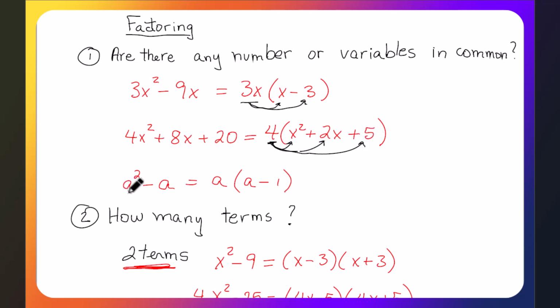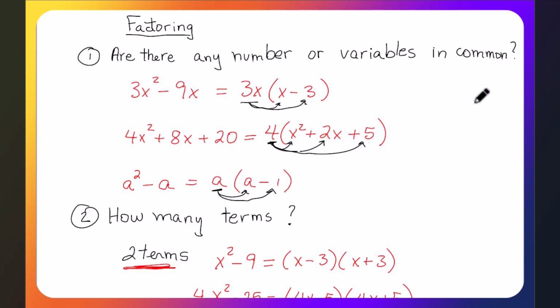On this last one, I've got two terms. Doesn't have any numbers, but there is an a in common. So I'm going to take an a out. Now, it's very common with students that when you take the a out, they think it's gone. But it's not gone. It's taken out. There's still a 1 in there, because a times a is a squared. And you need a times this minus 1 to give you the minus a back.